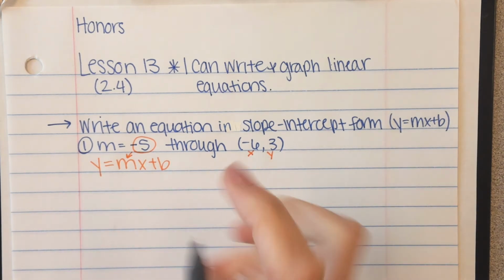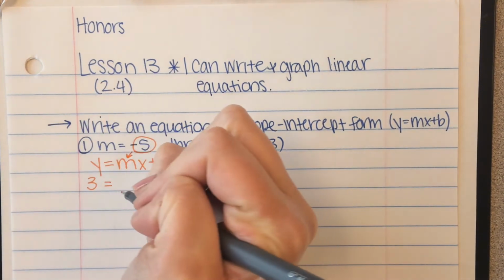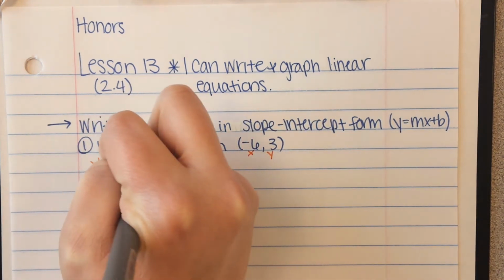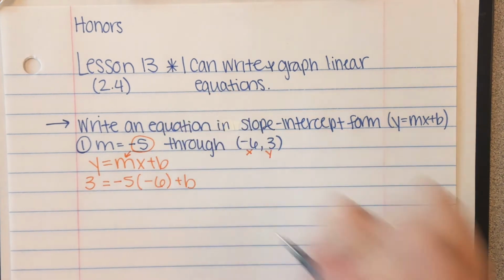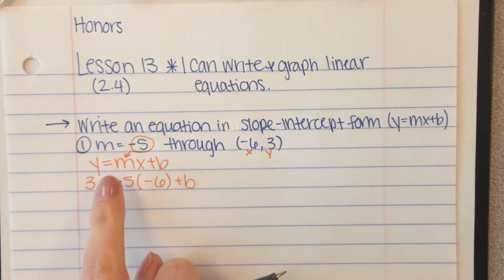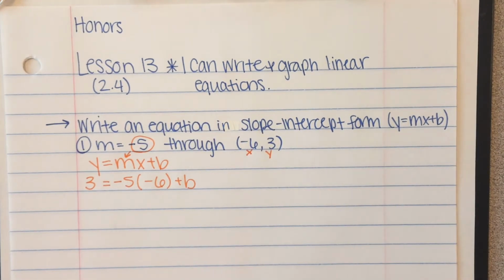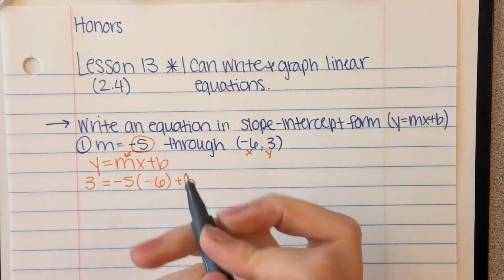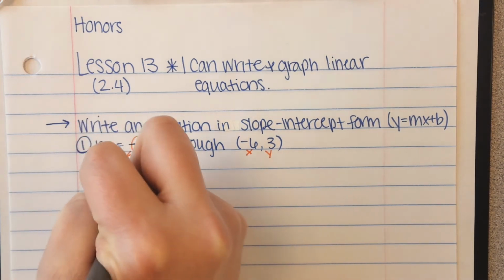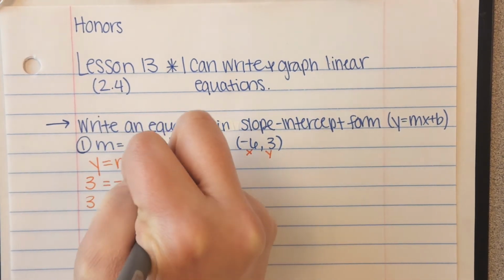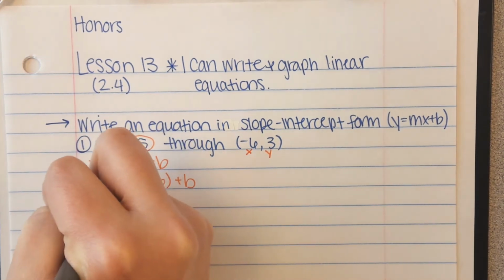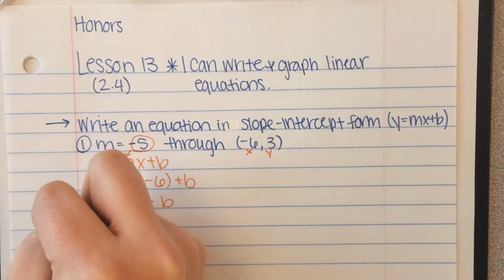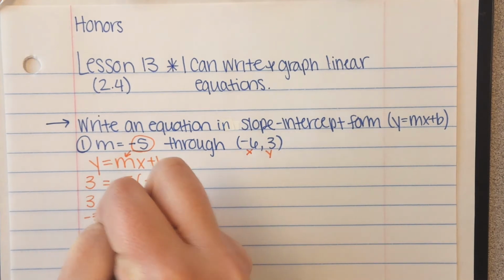So the y that I have is 3. The m is -5. The x is -6, and I don't know b. So all I did there was substitute in some values. Now I'm going to simplify and solve. So -5 times -6 is positive 30. So I have 3 equals 30 plus b. To solve for b, I'm going to subtract 30 on both sides, and I get -27 equals b.